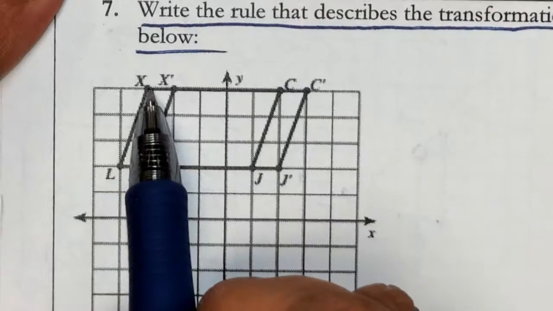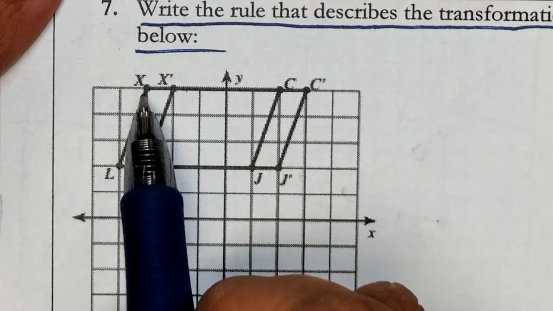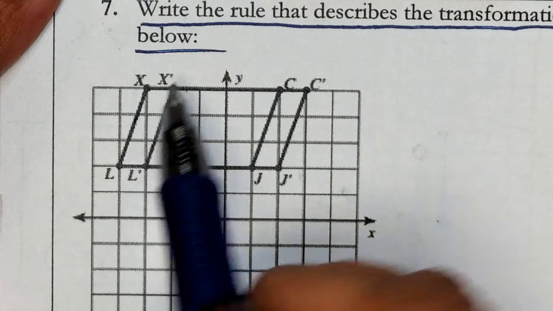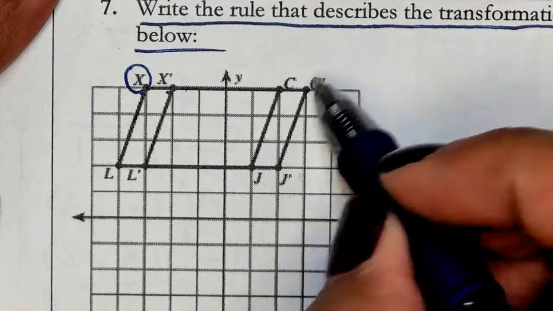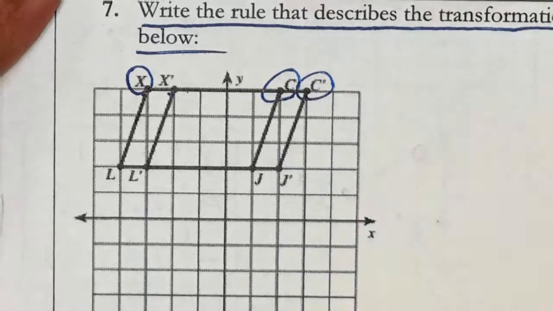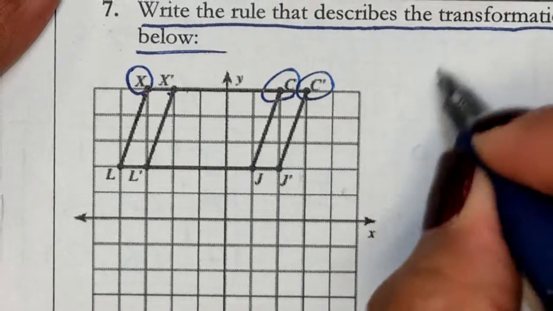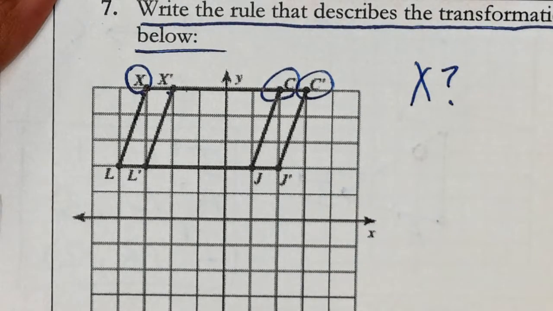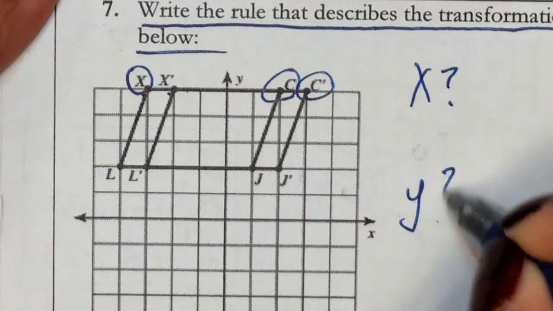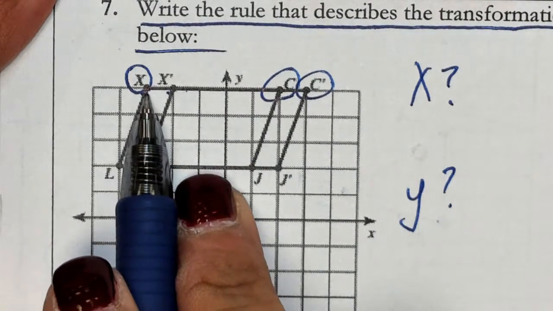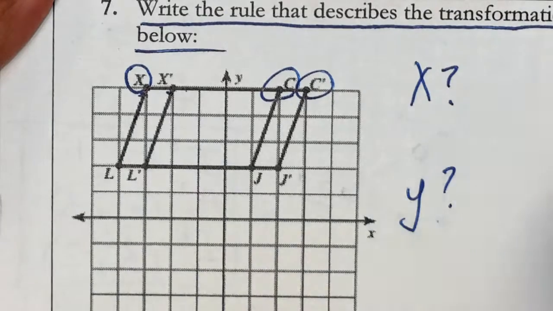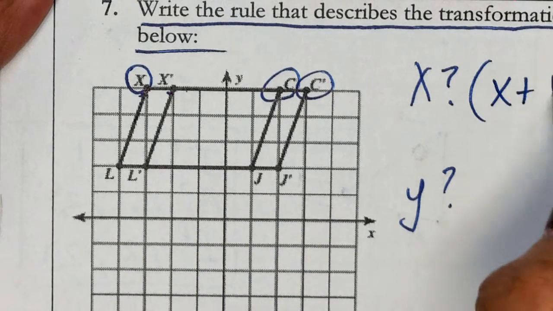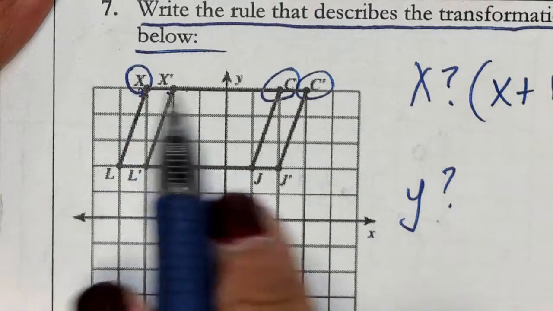See where it says X and then X prime? X is a pre-image, X prime is an image. So you start with the X and you end with the X prime. You start with the C and you end with the C prime. The question is, what did you do to your X and what did you do to your Y? So here, this X, what did you do? You moved it 1 unit over. So would you say you could write something like that for the X?